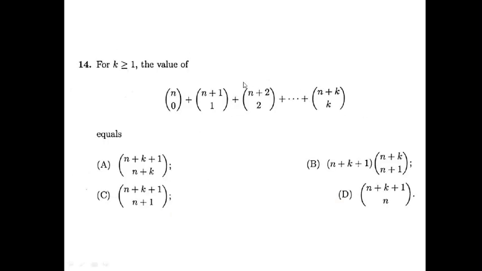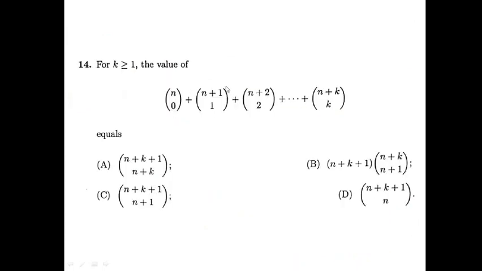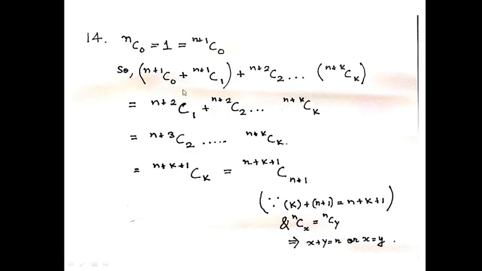See, 14: for k greater than or equal to 1, the value of this expression equals what? See what we have done here. We can write nC0 as 1, and 1 can be written as n+1 C0. So n+1 C0 plus n+1 C1. Now we have the formula nCr plus nC(r-1) is (n+1)Cr, and that we will use here.